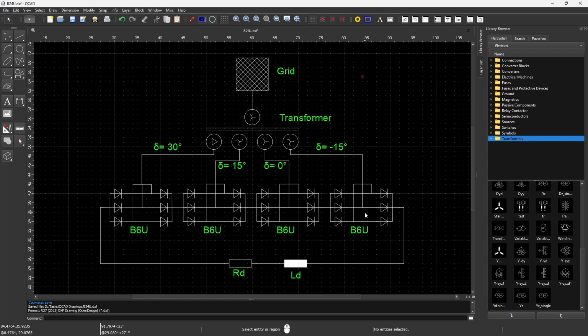Since we have a 24-pulse rectifier system, that means we need to have a phase shift on the secondary side of 15 degrees for each secondary. And the number of B6 bridges is 4, which are connected in series. The whole DC connection is then connected to the load, represented by a resistive part and an inductive part, RD and LD.